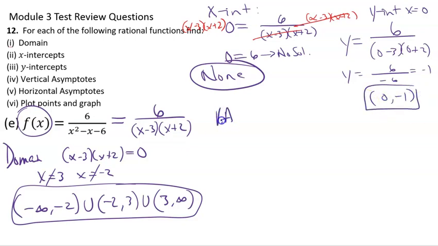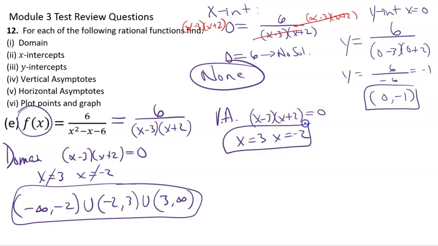Vertical asymptotes, you just take that denominator, x minus 3 times x plus 2. Set it equal to 0. That ought to feel familiar. We got x equals 3 and x equals negative 2 last time we did that. Those are both vertical asymptotes, which is the same place this function is undefined. Negative 2 and 3. What about horizontal asymptotes?